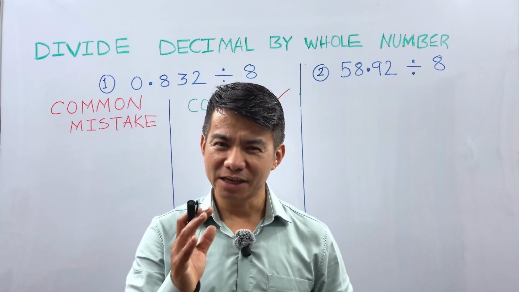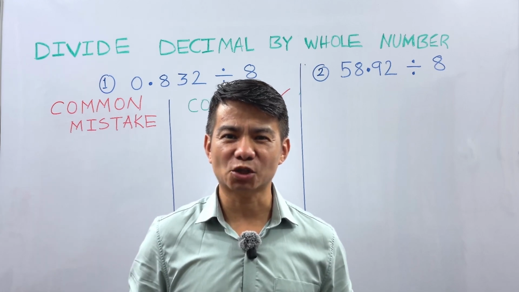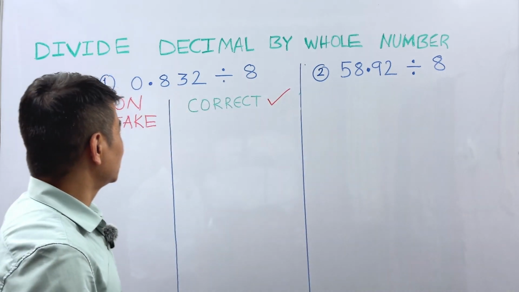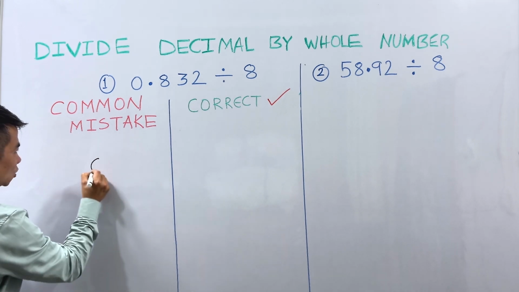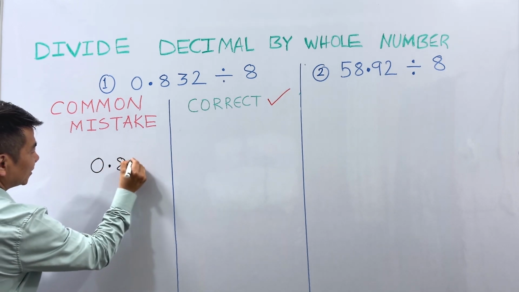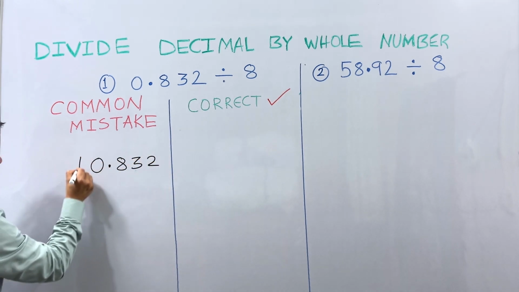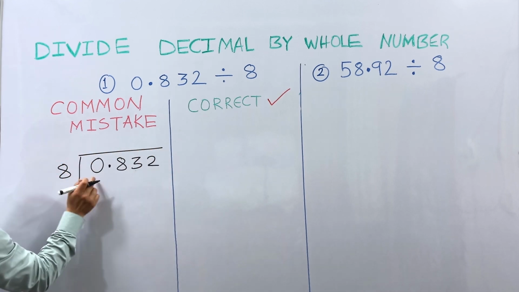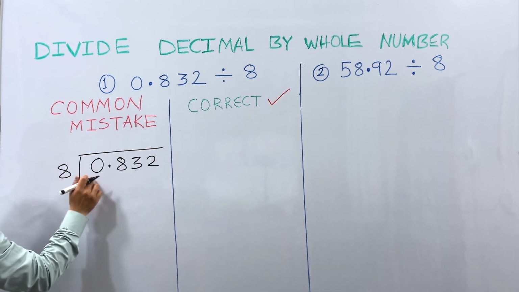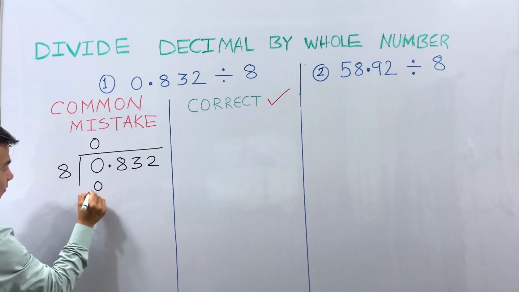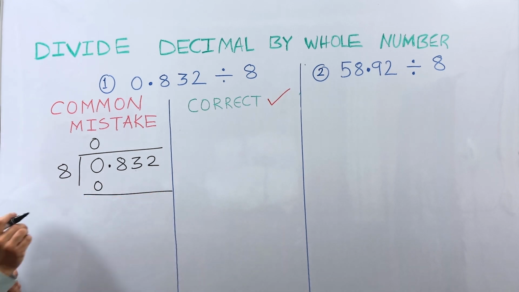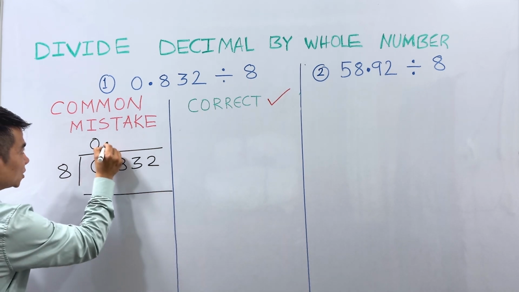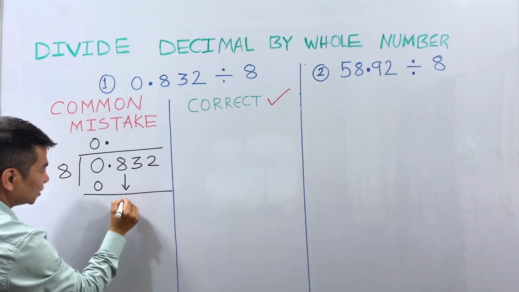After this lesson, you will divide decimals as easily as the whole numbers. Look at the board. So in question number 1, you are dividing 0.832 by 8. First of all, you divide the whole number part, that is 0 here. So 8 goes into 0 times. Now comes the very important part. So this decimal point goes on the quotient and 8 comes down here.